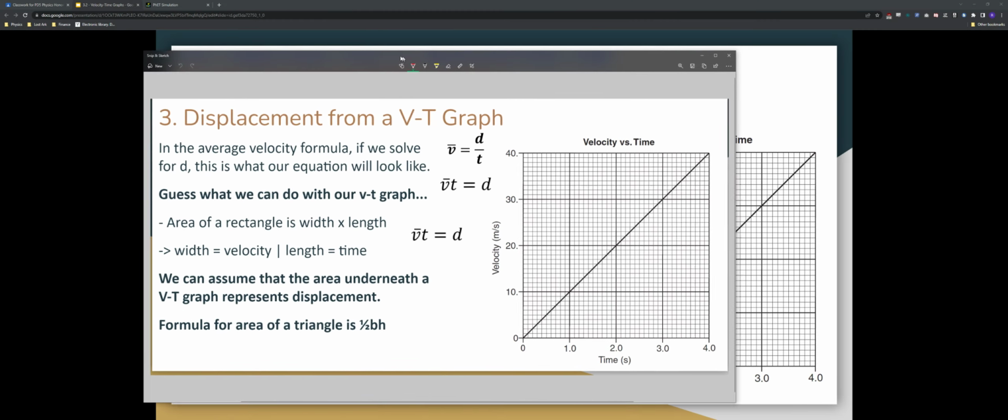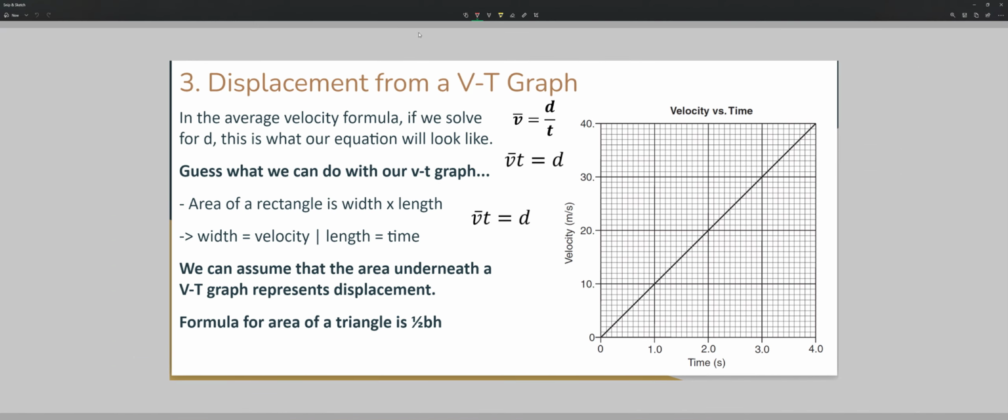So now, enough of slope. There's some other type of information we can get from a velocity time graph, right? So remember area. Let's go back to area. Area is essentially your width times length. Area is width times length or length times width. It doesn't really matter how you approach it. It's length times width.